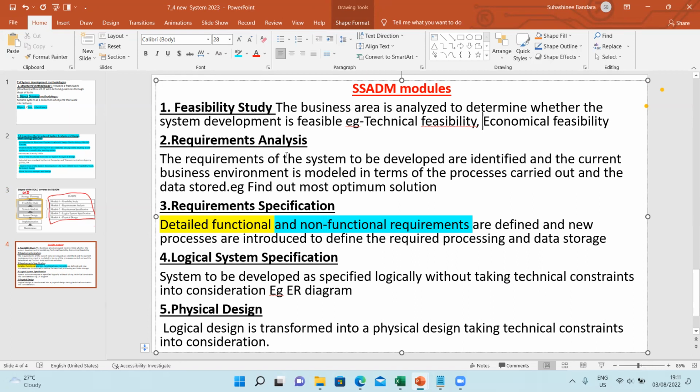Then requirement analysis. The requirements of a system to be developed are identified and the current business requirement is modeled in terms of the processes carried out and the data stored. Find out the most optimal solution. So there might be different solutions to build a software product. For example, I'll take building a library system for the school.